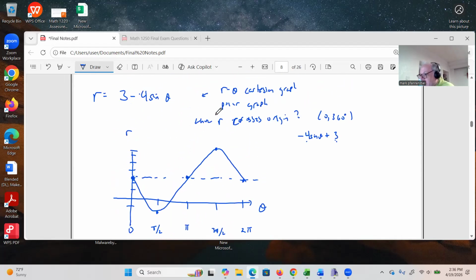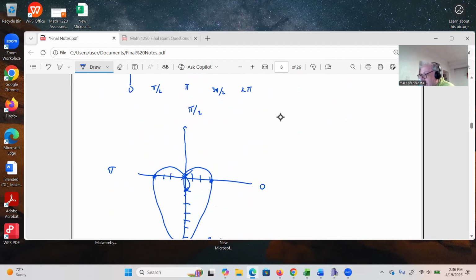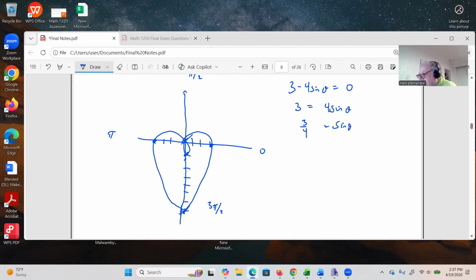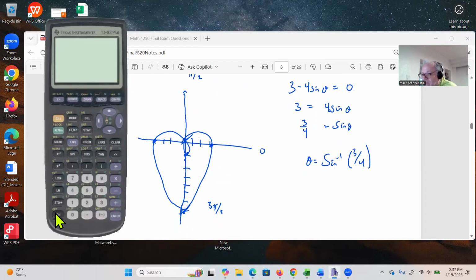The next thing that we're going to do is we have to figure out where the heck does this thing cross. So we have 3 minus 4 sine theta equals 0, all right? And we have to go ahead and solve this. So this is going to be 3 equals 4 sine theta, sine of theta is equal to 3 over 4. And then what we're going to have to do now is say that theta is equal to the inverse sine of 3/4.